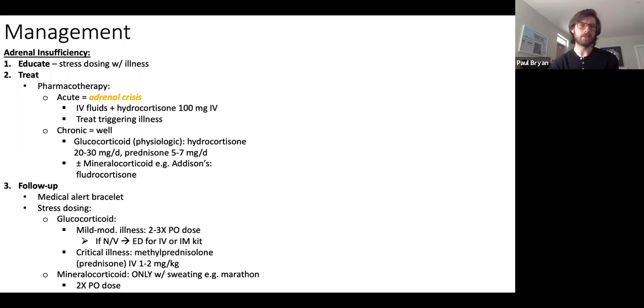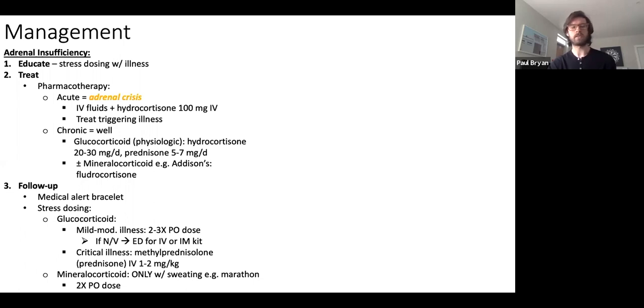Okay. So you want to make these people aware that when they're well, they need to take their medications regularly. And then when they're unwell, they need to, first of all, make other people aware of the condition that they have. So a medical alert bracelet, as well as manage themselves appropriately. So if they have mild or moderate illness, say like a typical cold or flu, they'll need to take 2 to 3 times their typical PO dose, okay? Now the trouble is if they're not holding down that PO dose. So if they're unsure, if they have any nausea or vomiting at all, we highly recommend that these patients go to the emergency department for IV corticosteroids. Or you can also give them an IM kit to inject it parenterally, and they may be able to stay home or at least buy themselves some time to get into the emergency department.